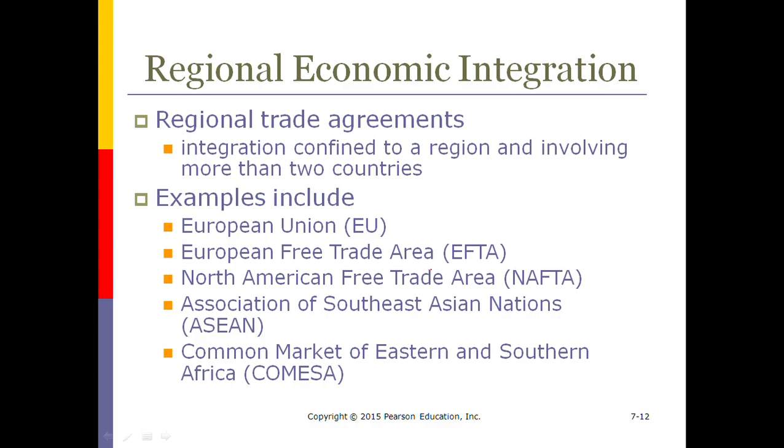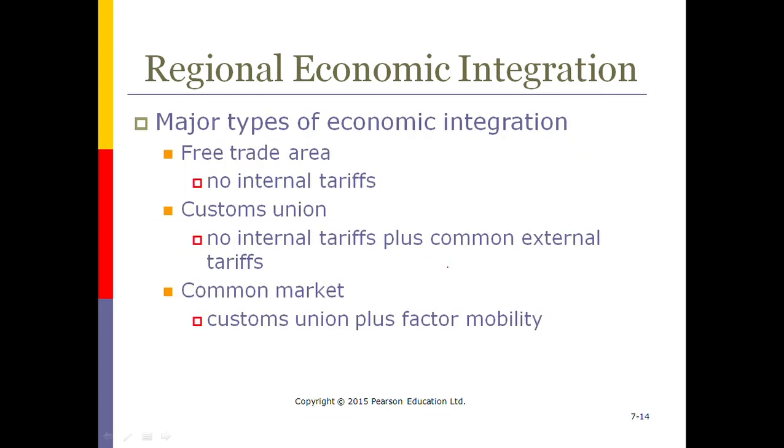Then for the Asian countries, there is ASEAN, Association of Southeast Asian Nations, and there is COMESA for the African region. Let's talk about each one of them in the following slide. So let's talk about free trade areas, customs union, and common market.